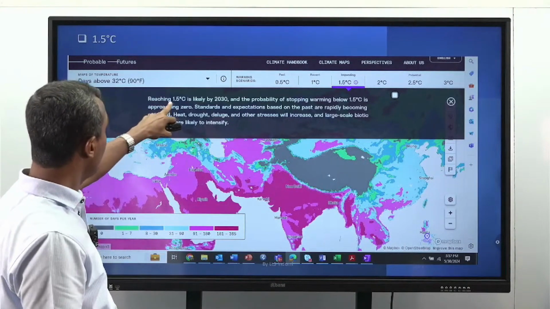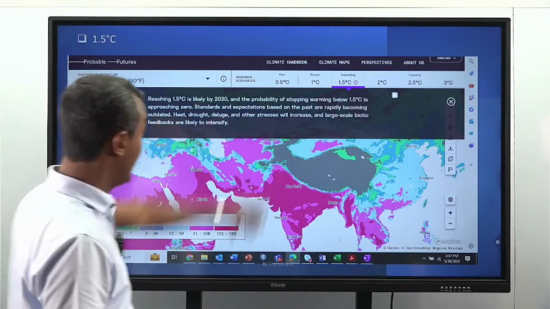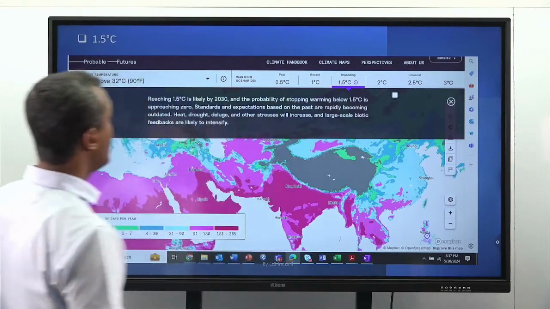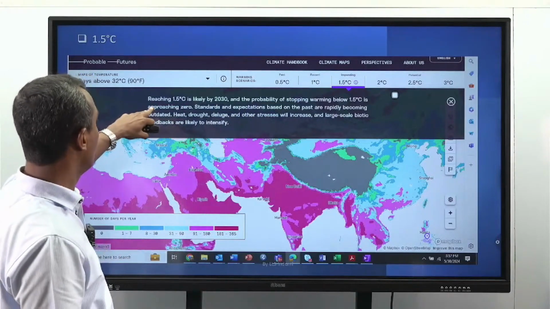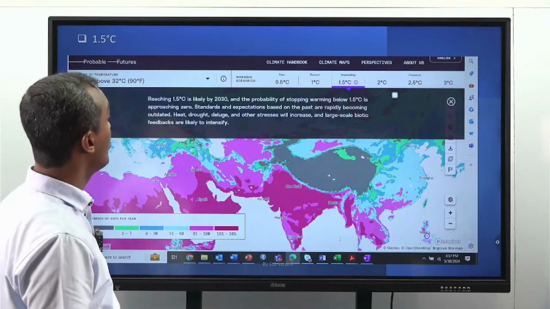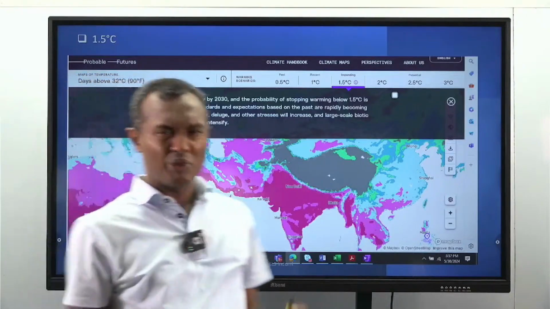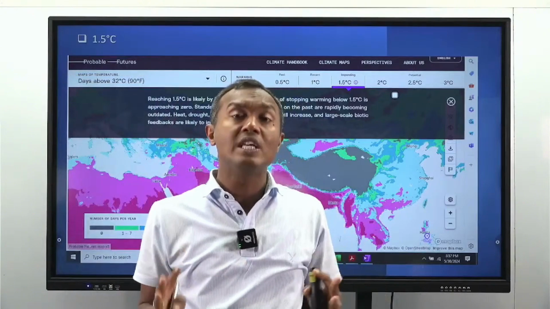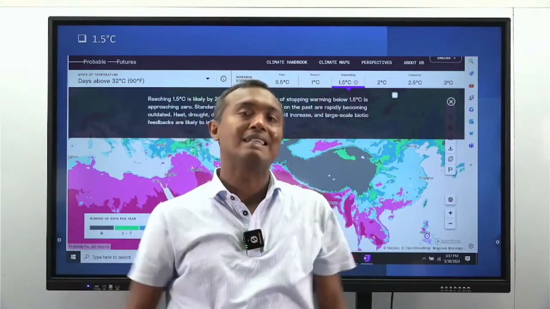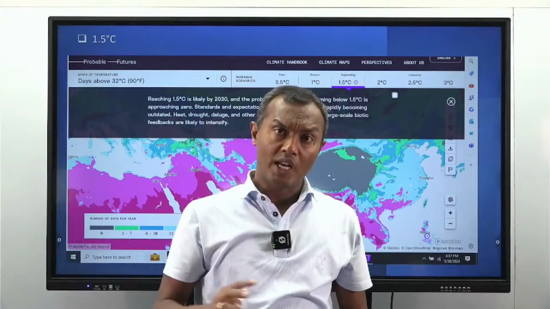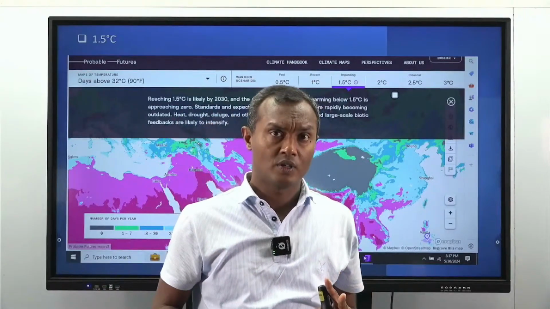See, reaching 1.5 is likely by 2030, and if you take this scenario, the probability of stopping warming below 1.5 is almost zero. That means temperature is going to go above 1.5. So now it's very, very important, because I really recommend you to write a few things. At the end of this lecture, have one clean page of what I learned. Please write, when it comes to climate risk management, you can do two things.